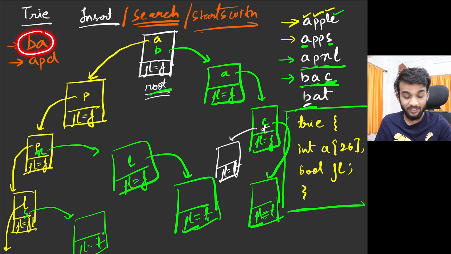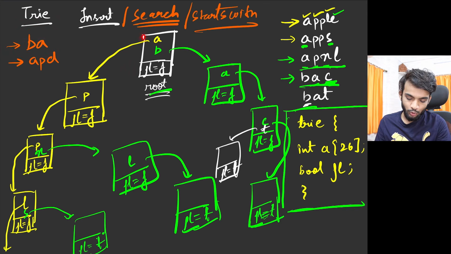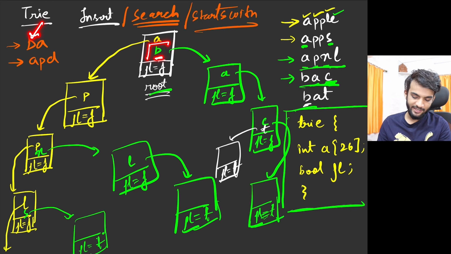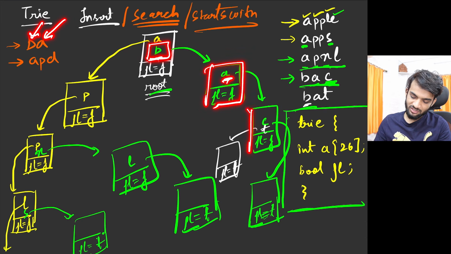Let's check out if there exists any word that starts with BA. How are you going to do this? As usual, you'll be standing at the root. First letter B. Does there exist a B? Yes. Reference, this one. Does there exist an A? Yes. Reference, this one. This is over.